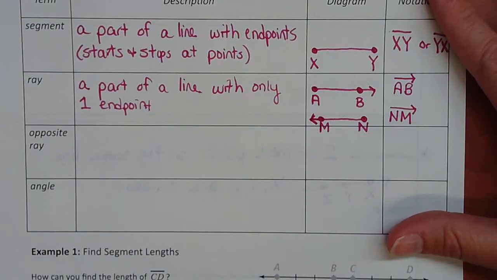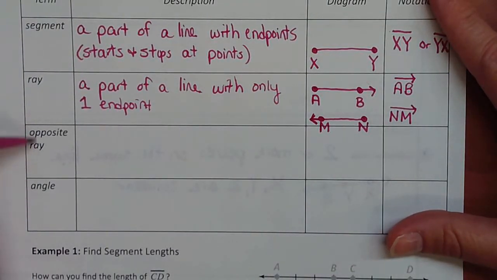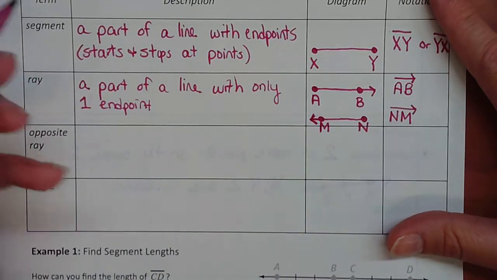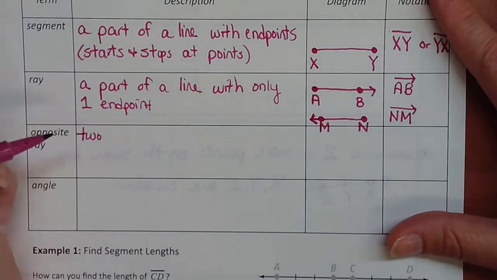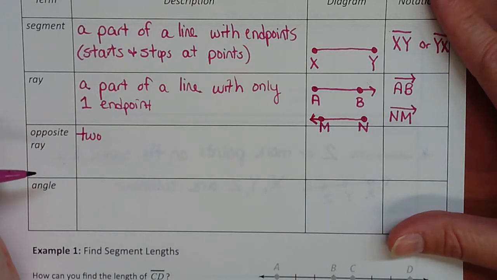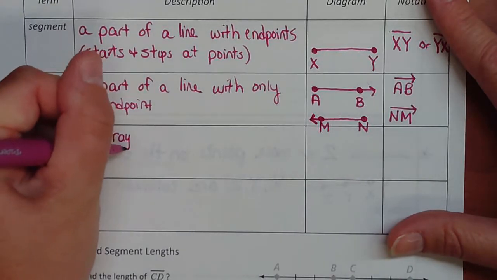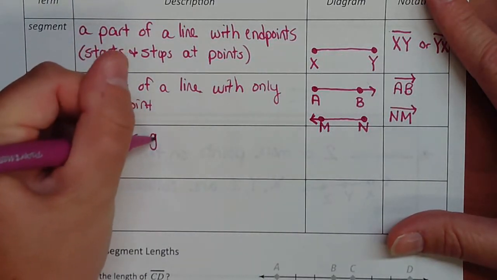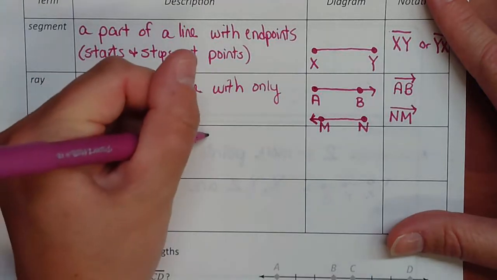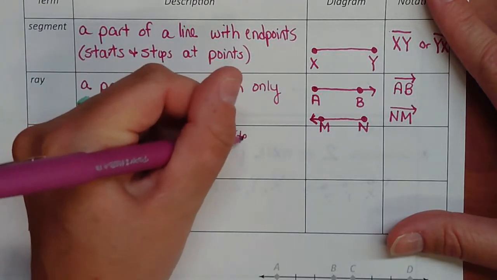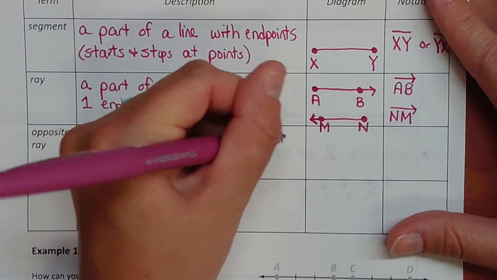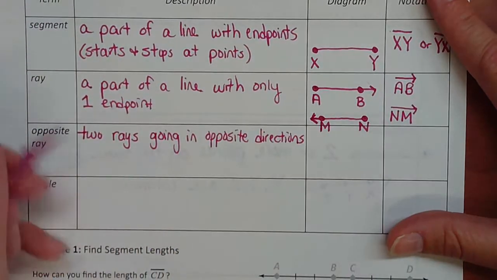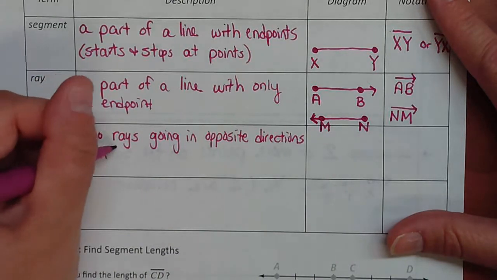Okay, opposite rays. Opposite rays and angles come back to rays. What opposite rays are, they are two rays, and we will be dealing with opposite rays and angles a lot on Wednesday when we really start getting into angles. But opposite rays are two rays going in opposite directions with the same endpoint.